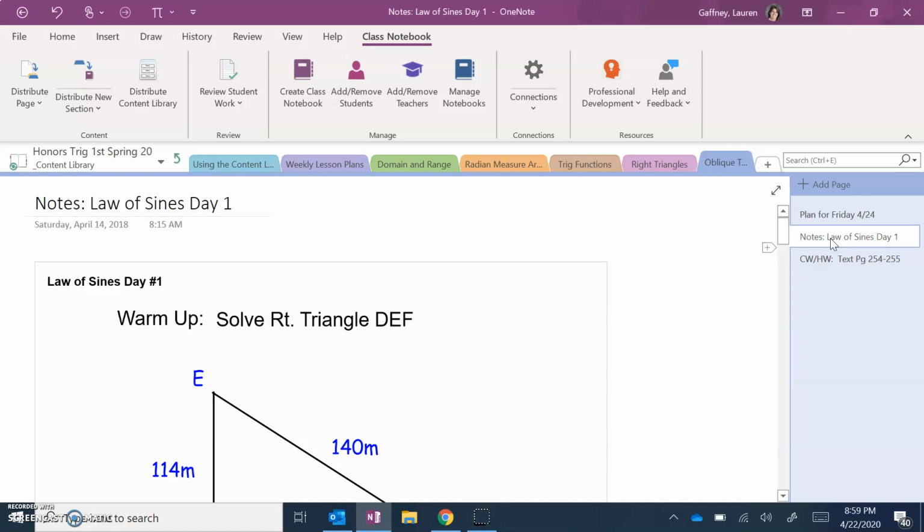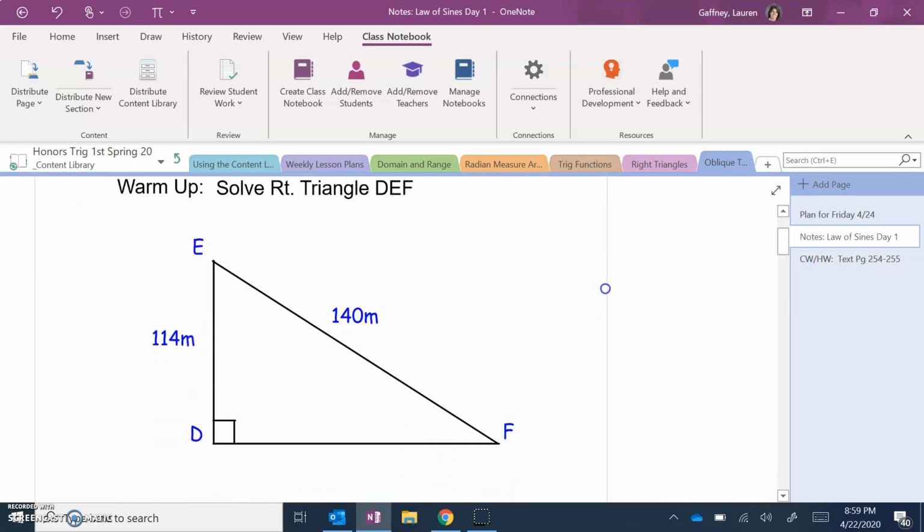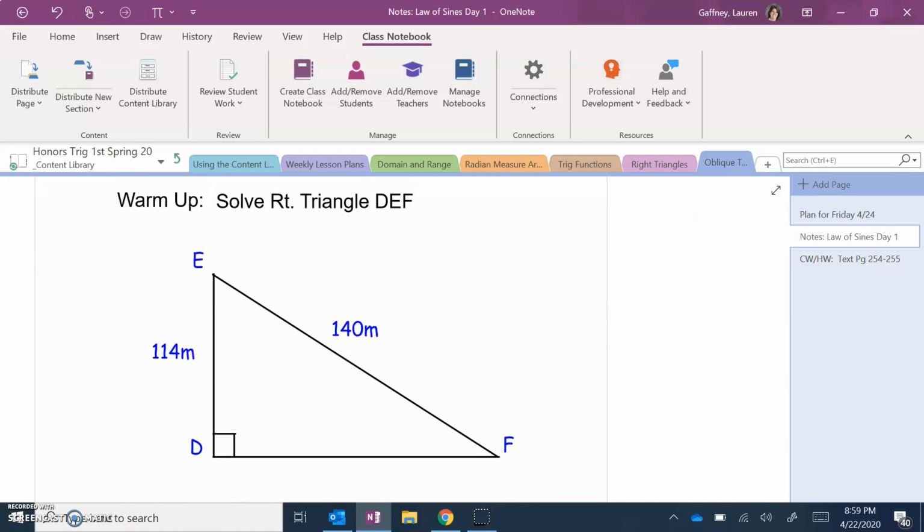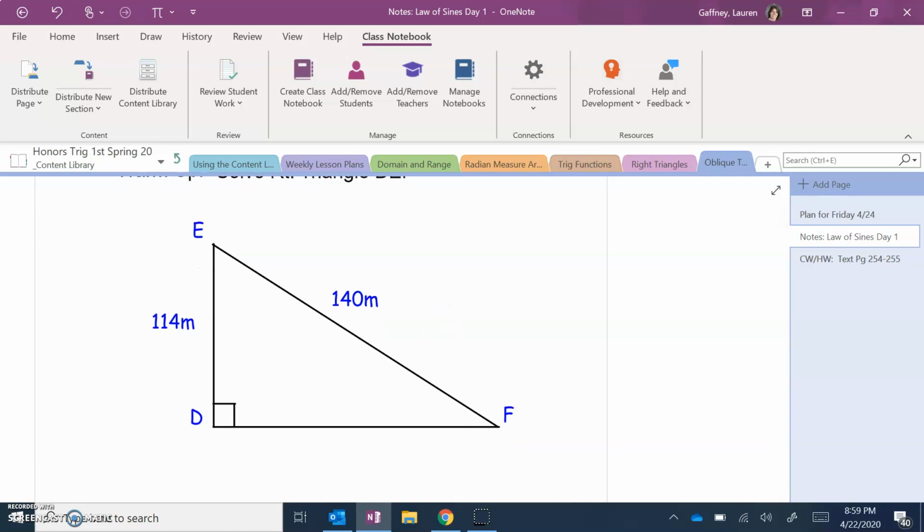The first two problems are kind of like a warm up, if you will. If you want to take a minute and work through and find the missing sides on this, you could do Pythagorean theorem, set up a trig ratio to find your angles, etc. But the key thing I want to point out here is notice that you know for a fact that you have a right angle. Okay, so keep that in mind.